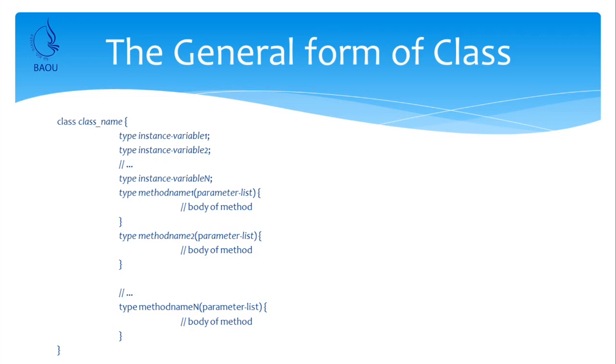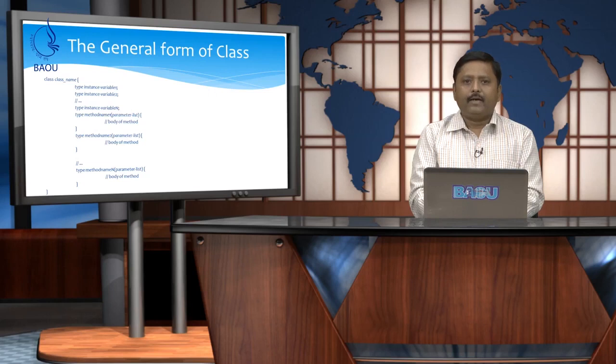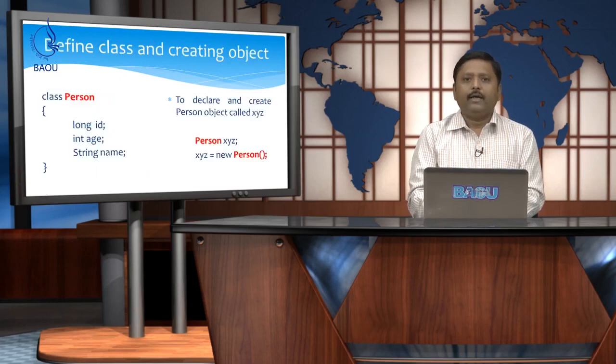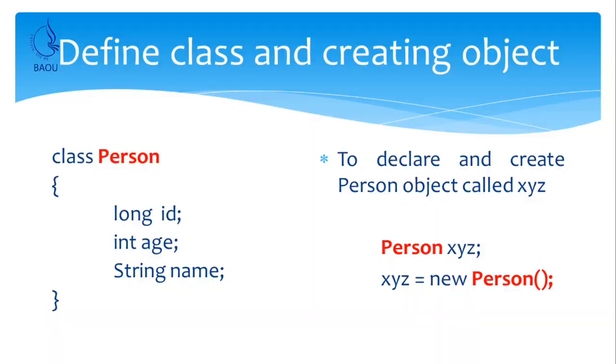So, this is a general form of class, but now we take one example so that you can better understand how to define a class. Let us take example of class person. So, in person we can have ID which represents ID of person. Every person has an age and name also. So, ID is of type long, integer represents age and name is a string. So, this class has three instance variables: ID, age and name.